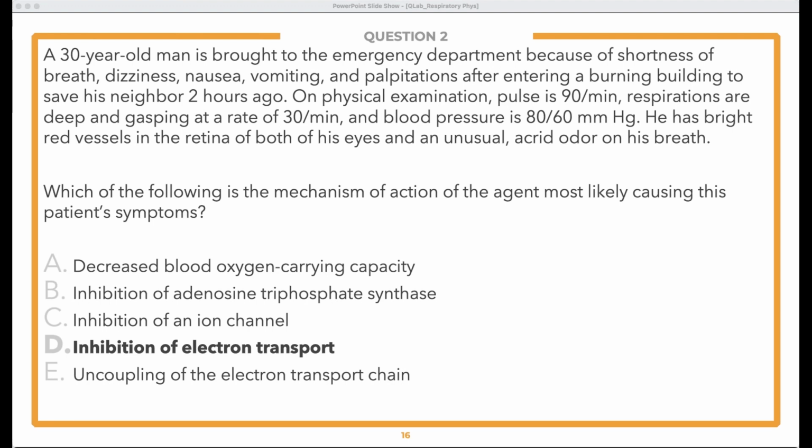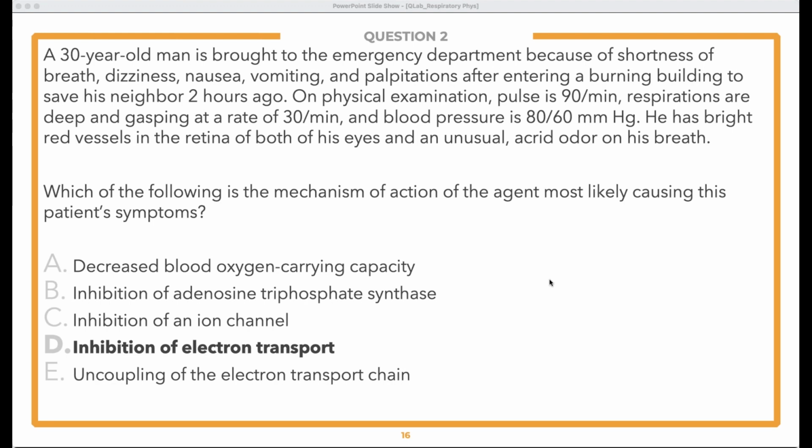Okay, let's look at the other options here. Option C, inhibition of an ion channel. Again, that's not how it's working. There are some toxins that work that way, but that's not how cyanide works. Same thing with option B, inhibition of ATP synthase. That's also part of the electron transport chain, the last step of it. There's an agent called oligomycin that inhibits that. Again, that is a little bit on the lower yield side. The high yield point from here is that cyanide inhibits complex 4, which then inhibits the electron transport chain.